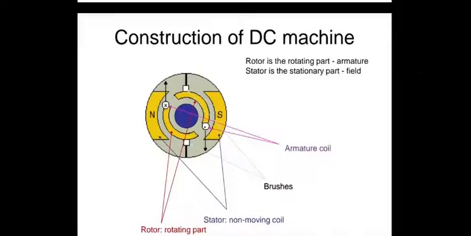This is a simplified illustration where we have only one pair of segments on the commutator. I had shown you last time in my notes that during one half cycle, the brush touches one particular segment, and during the next half cycle, it touches the other segment. So the polarity reversal, which is actually happening inside the machine, does not show up across the output of the brushes. The AC signal gets converted to unipolar signal using this so-called mechanical rectifier, which is called commutator.